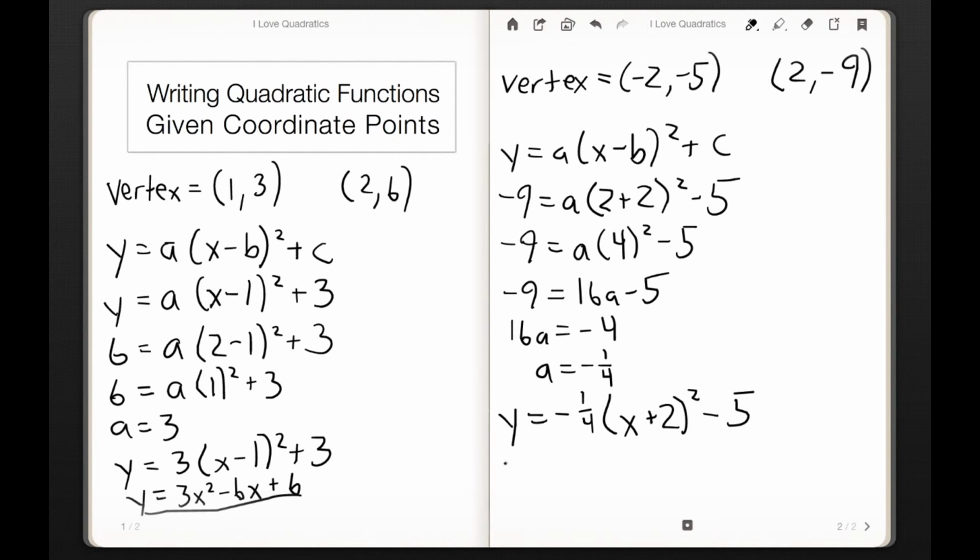Now we want to convert to standard form. Again, let's see if we can do this in one step. x squared plus 4x plus 4, times -1/4, will be negative 1/4 x squared. 4x times negative 1/4 is minus x. And 4 times negative 1/4 is minus 1. Plus the minus 5 is minus 6. There we go.